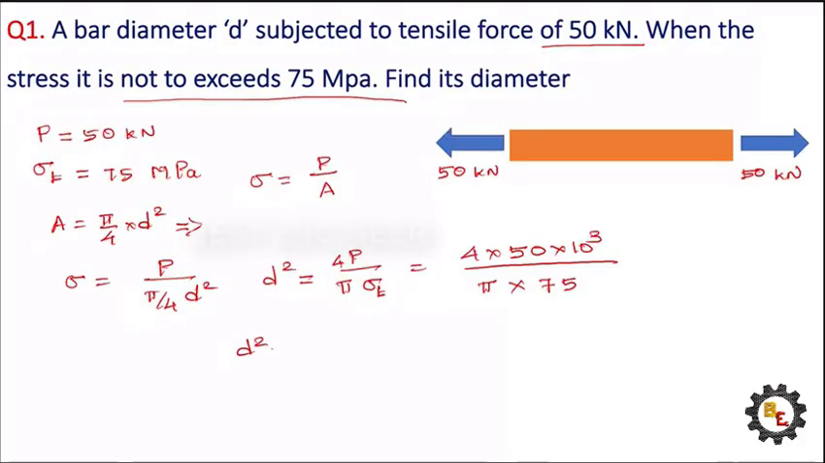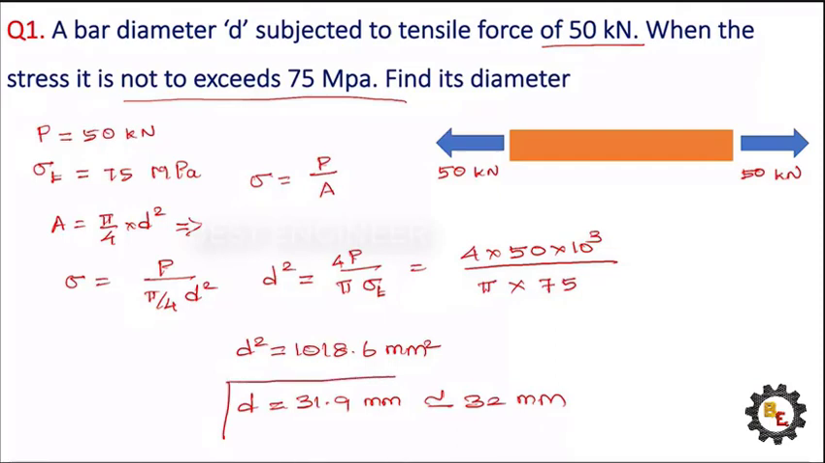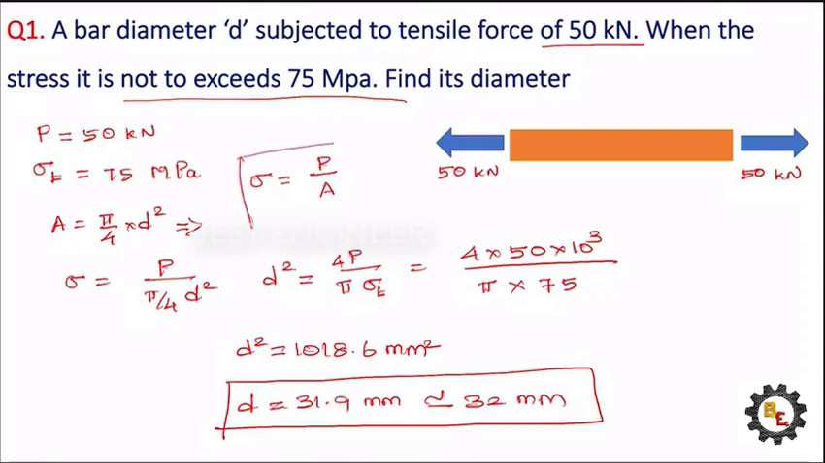We will get d square equal to 1018.6 millimeter square. Now d equals 31.9 millimeter, approximately equal to 32 millimeter. This is the diameter of this rod. We just used the formula of stress.